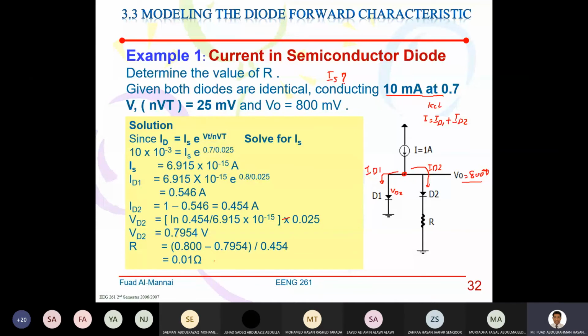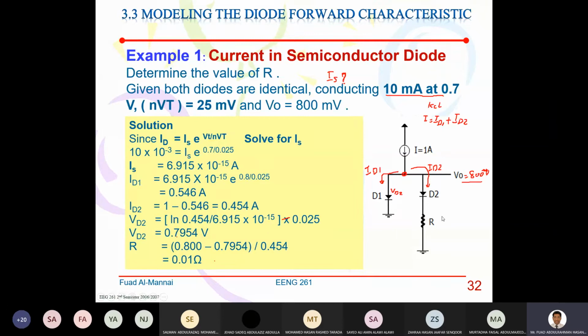He said that the diodes are identical, conducting at 10 milliamp at 0.7 volt. And he gave us NVT is equal to 25 millivolt, which means that N is equal to 1. And Vout, he said, is equal to 800 millivolt. So he wants us to calculate the value of R. To calculate the value of R, we need the current ID2 and we need the voltage across D2.